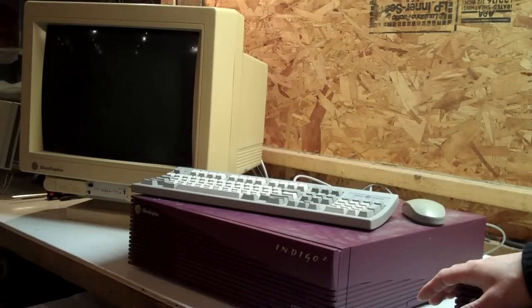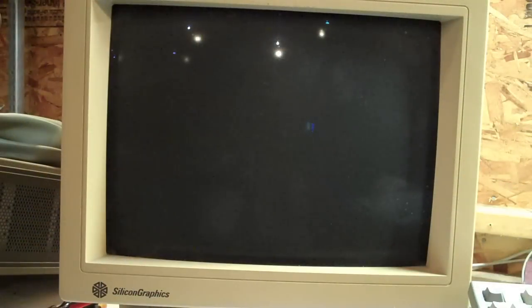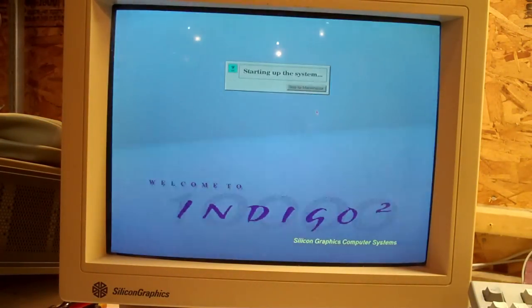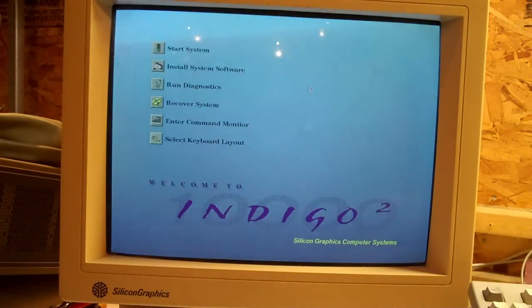Let's turn it on. As with the Indigo and the Indy, the Indigo 2 plays a startup chime. There. And as I said, the Indigo 2 was introduced in 1992, which is not at all long after the original Indigo. And it stopped production in '98, so it was a relatively short-lived machine.